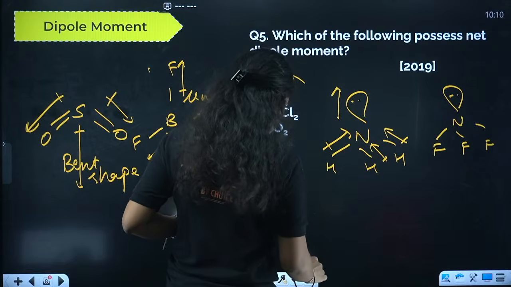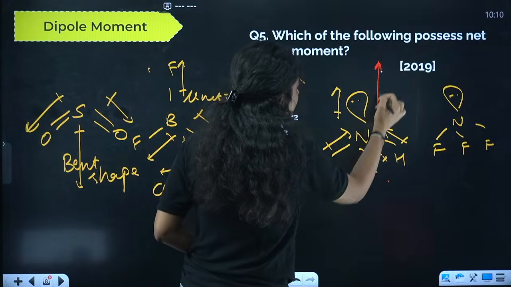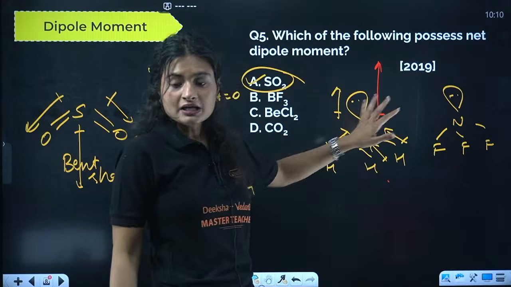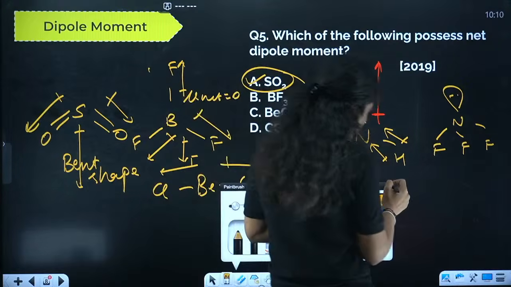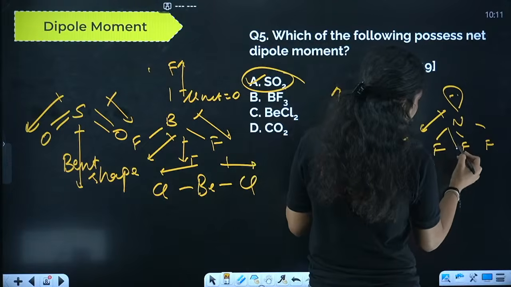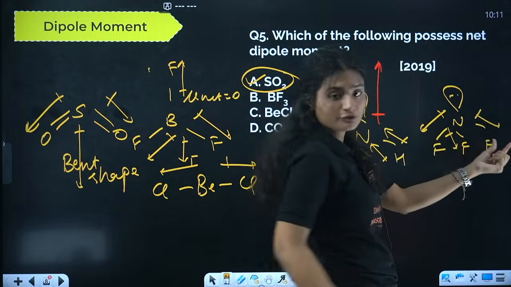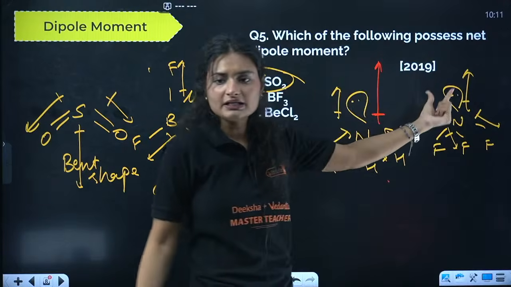And this will be their net dipole moment. If I show it by red, this will be their net dipole moment. Clear? Okay, now here listen, in case of NF3, what is happening? As fluorine is more electronegative than nitrogen, all the dipole moments are pointing in the opposite direction, towards fluorine. And for the lone pair, the dipole moment should be in the upward direction.